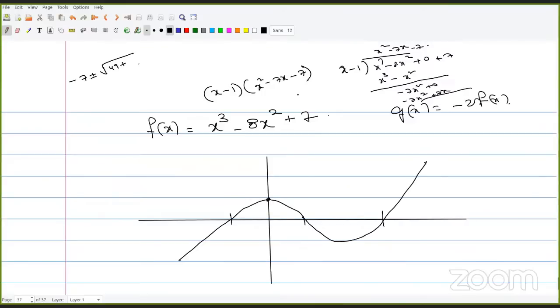So P(0) equals 1 is given, so that will be considered the y-intercept. Yes, correct. You got it. For the polynomial at 0, when we put the value of x as 0, it would be the y-intercept. Got it? Okay.